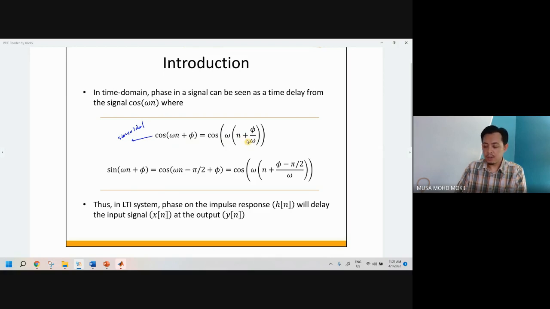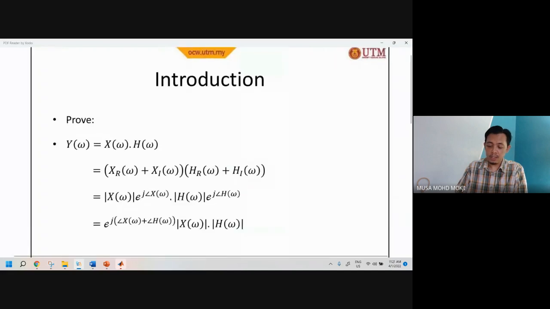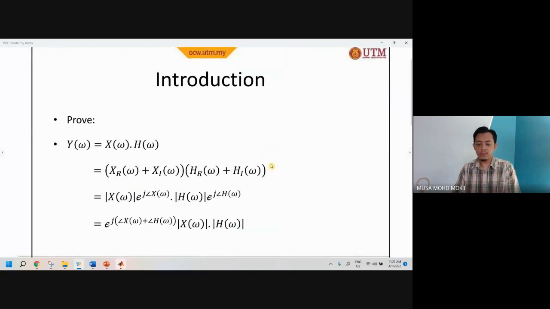Why is this important? Because when we do the filtering process later, we know that our output will be affected by some delay if we have some phase. If the phase is not zero, then the output will be affected by the phase. But what will be the relationship? This is the relationship.